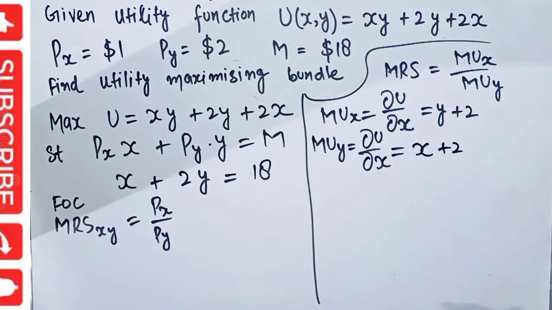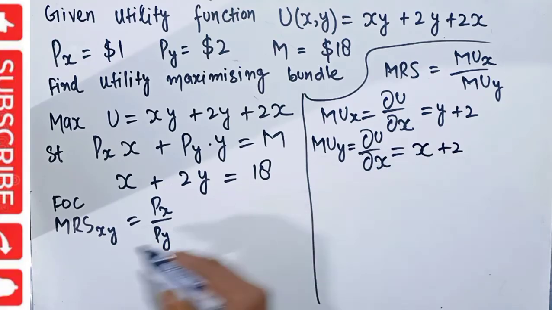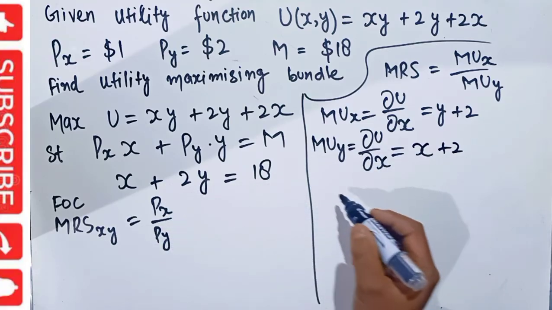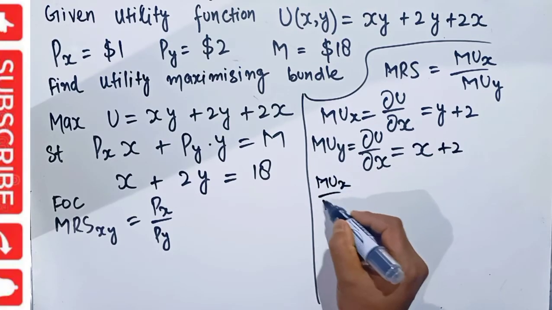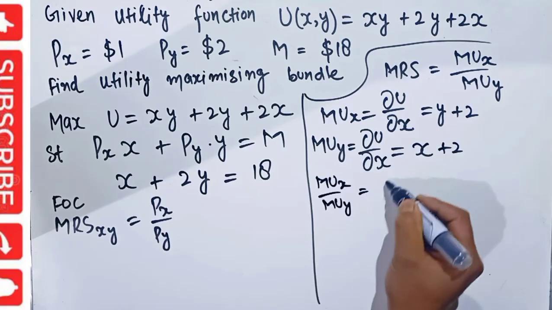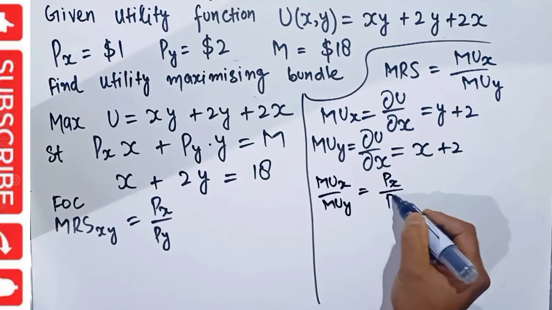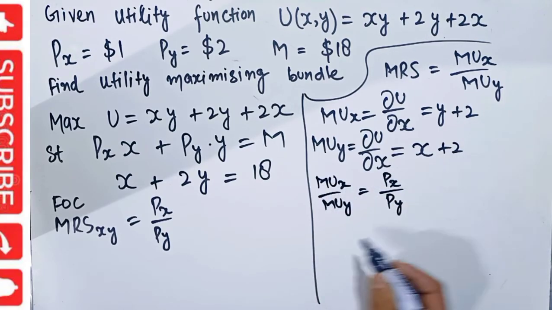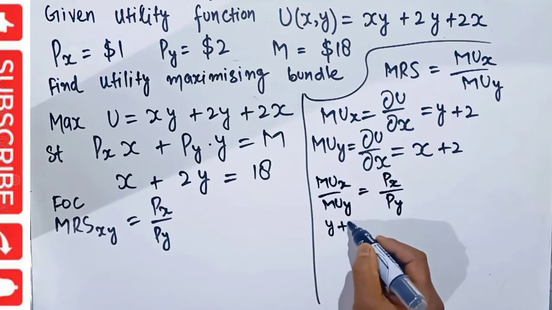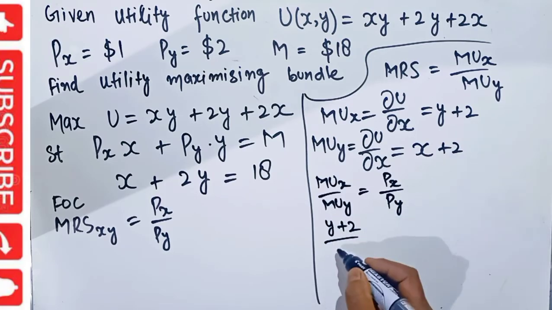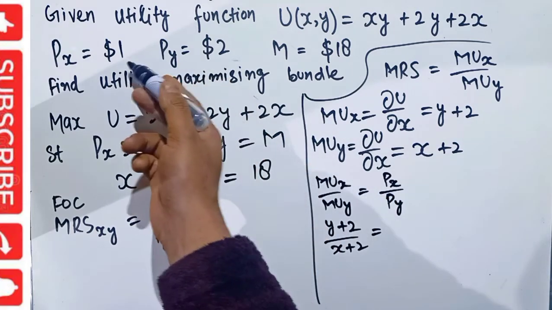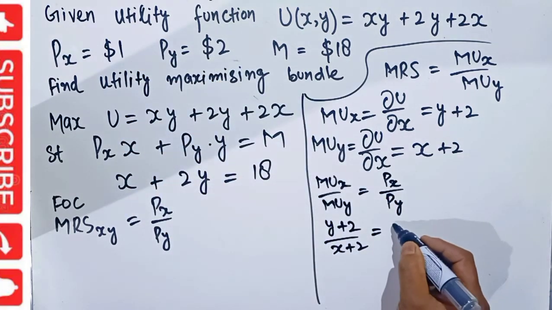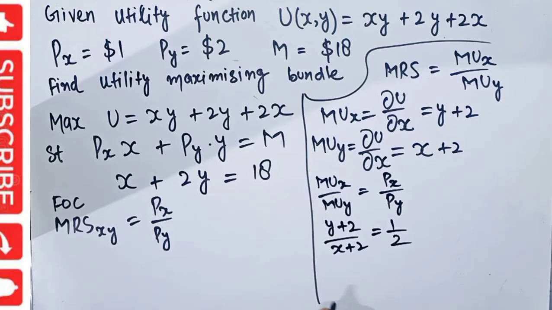Okay, so using this condition, MRS is equal to price of x upon price of y, we have marginal utility of good x upon marginal utility of good y should be equal to the price of x upon price of y. MUX we calculated as y plus 2, MUY is x plus 2, and it should be equal to the ratio of the prices. Price of good x is 1, price of good y is 2, so it should be equal to 1 upon 2.